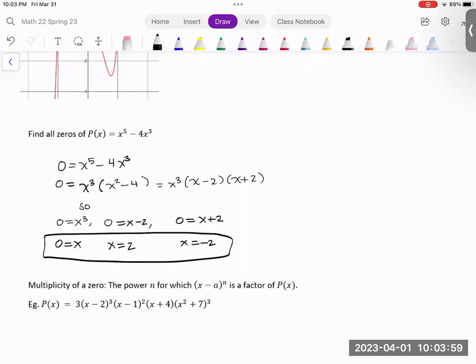The next thing we're going to look at is what's called the multiplicity of a 0. This is the power n for which x minus a to the n is a factor of p of x, where a is a 0 of your polynomial. Okay, so in this last example, we have x cubed times x minus 2 times x plus 2. I'm just going to spend a moment rewriting this so that it looks like it has this format, x minus something. Another way we could write this is x minus 0 cubed times x minus 2 times x plus 2.